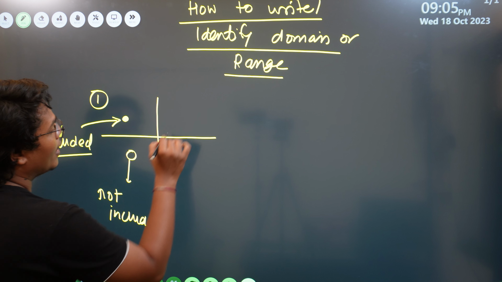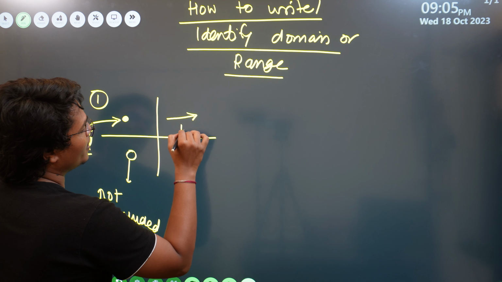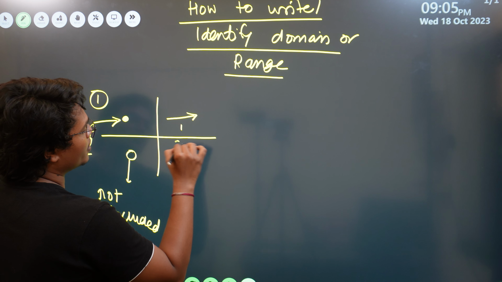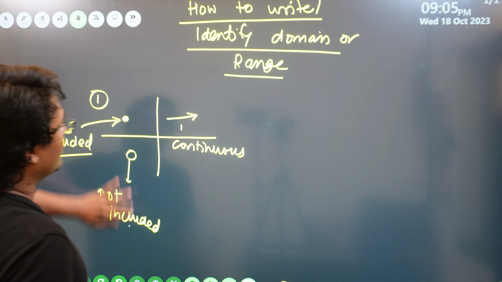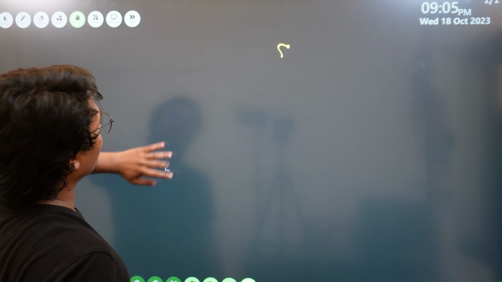Correct? And if an arrow is given, it means the graph continues. Yes or no? Right. Based on these 3 points, we are going to understand the two parts in which we are going to write down domain and range. Now write down with me. First for domain. It is the same for range as well. Both the parts are the same for range as well.